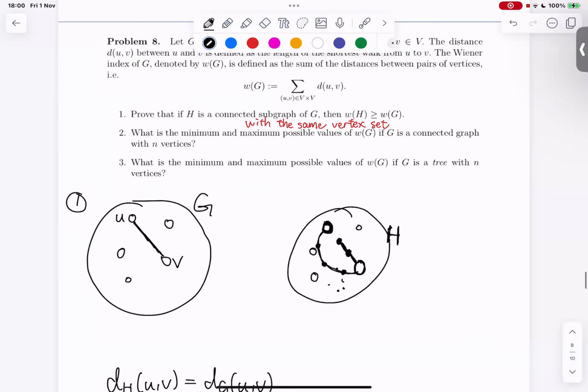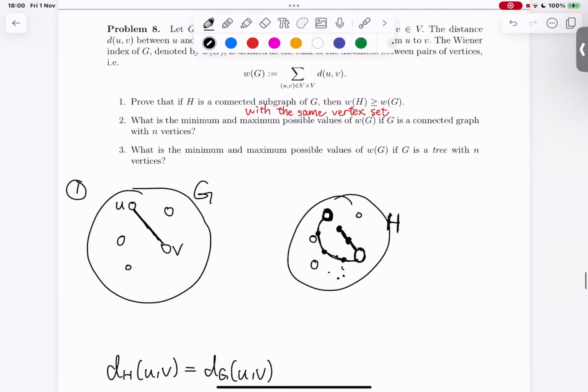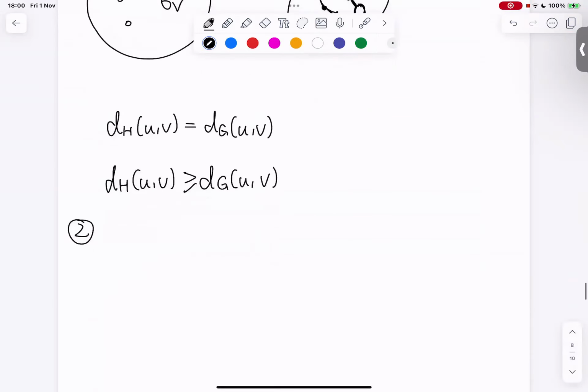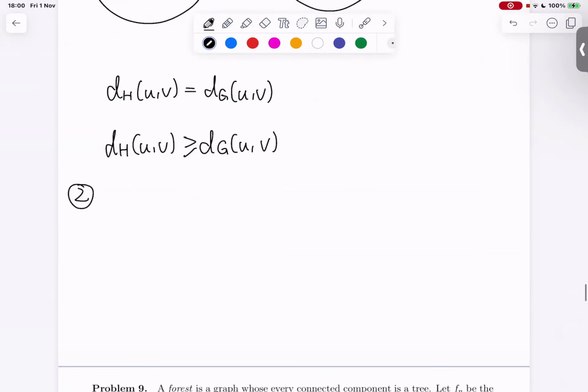Part 2 asks: what is the minimum and maximum possible value of the winner index of G, if G is a connected graph with n vertices? We can first think of the minimum possible value. The minimum possible value occurs when every pair of vertices has a distance of 1. It simply means that every vertex is connected to every other vertex, so for every pair of vertices, the distance is 1.